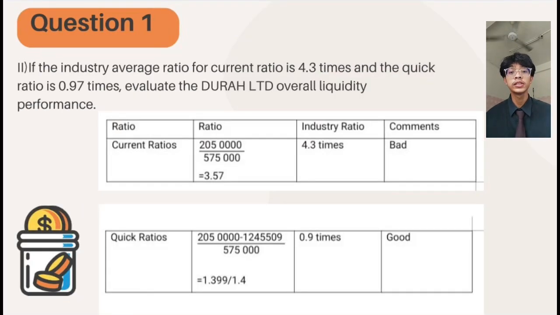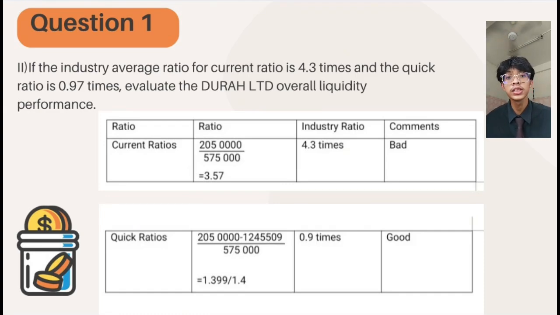So next, question 2. If the industry average for the current ratio is 4.3 times and the quick ratio is 0.97 times, evaluate Dura Ltd's overall liquidity performance. So for question 2, we were asked to evaluate Dura Ltd's liquidity performance compared to the industry average. What we are doing here is a benchmark comparison. We're looking at how Dura Ltd's liquidity ratios stack up against typical companies in the same industry.